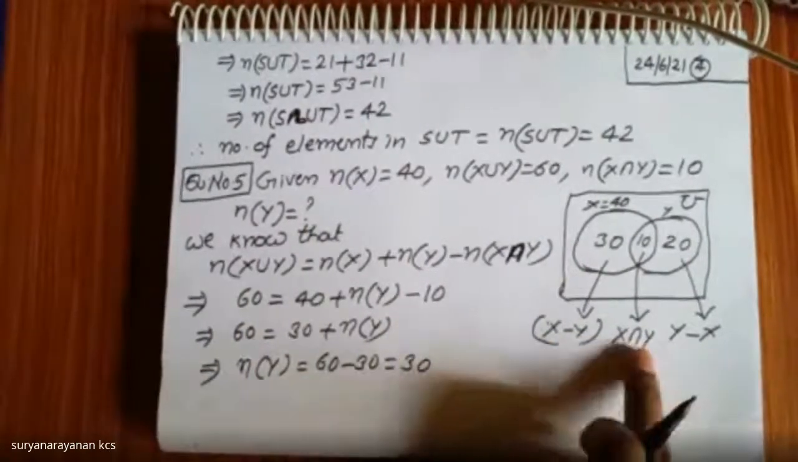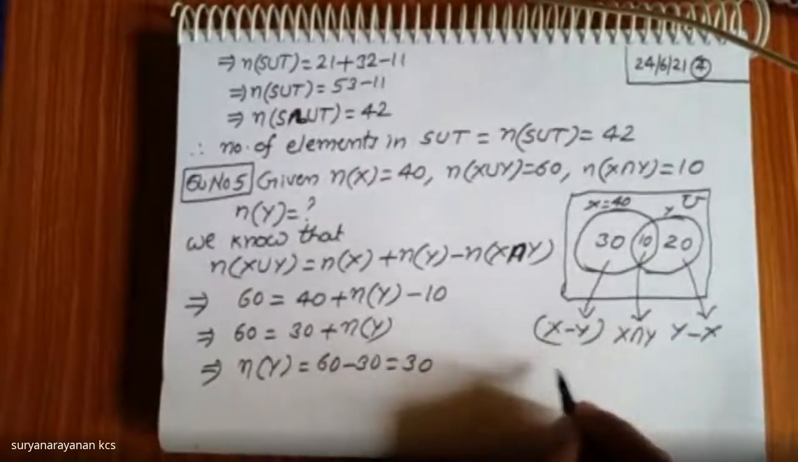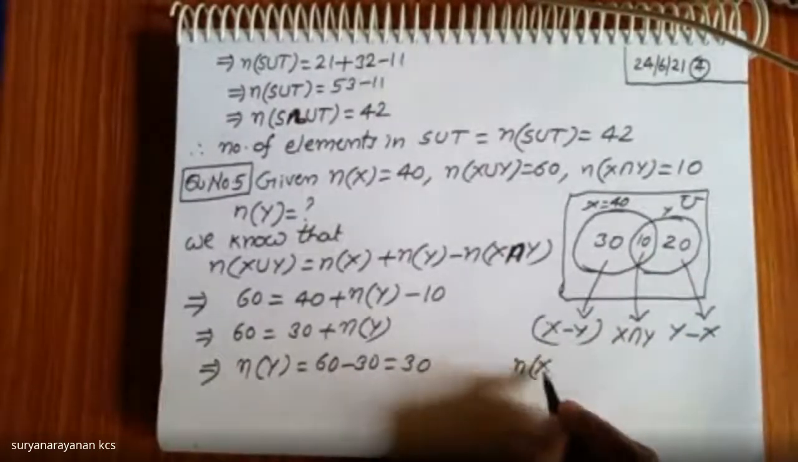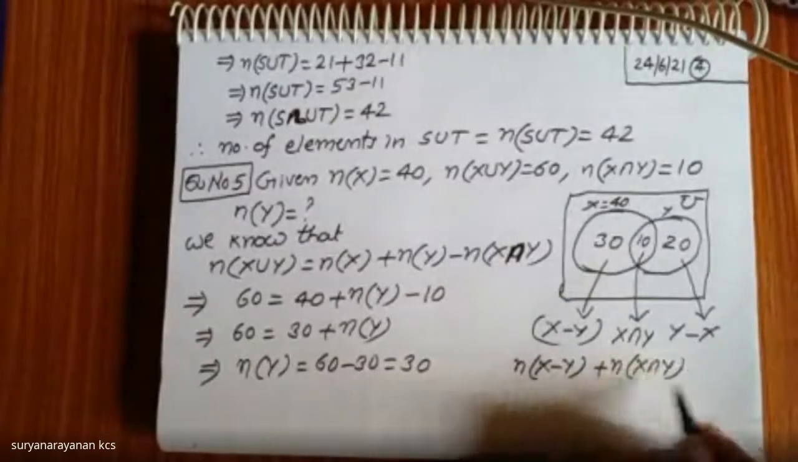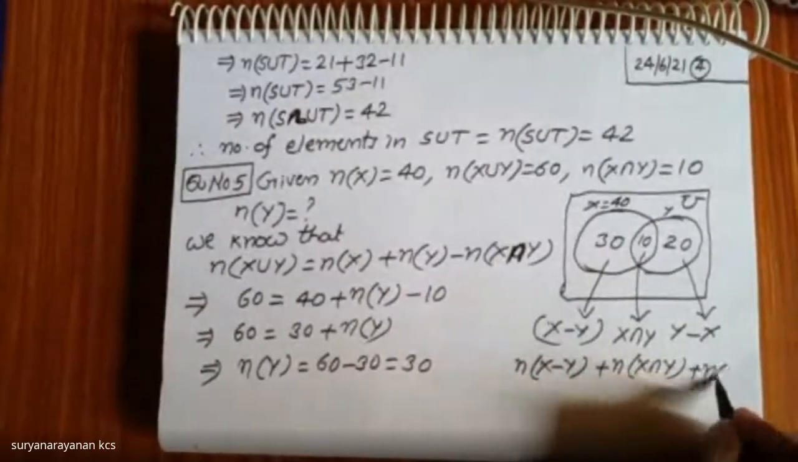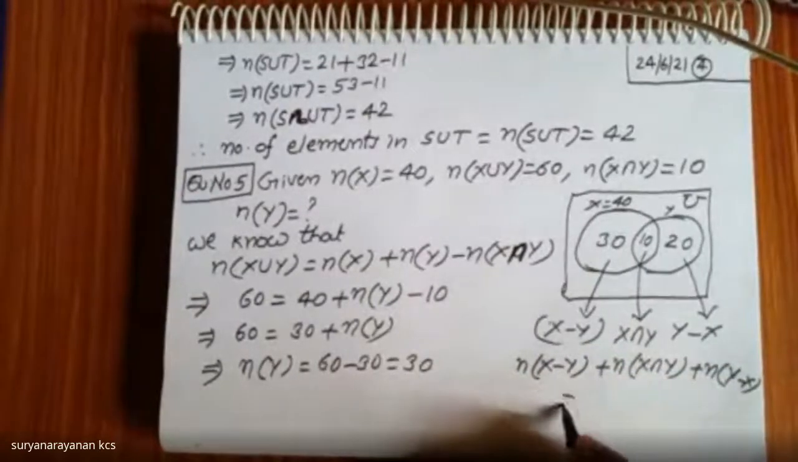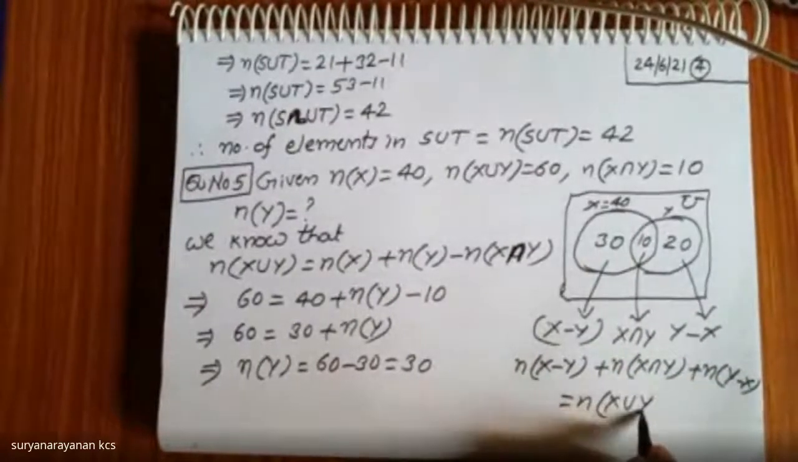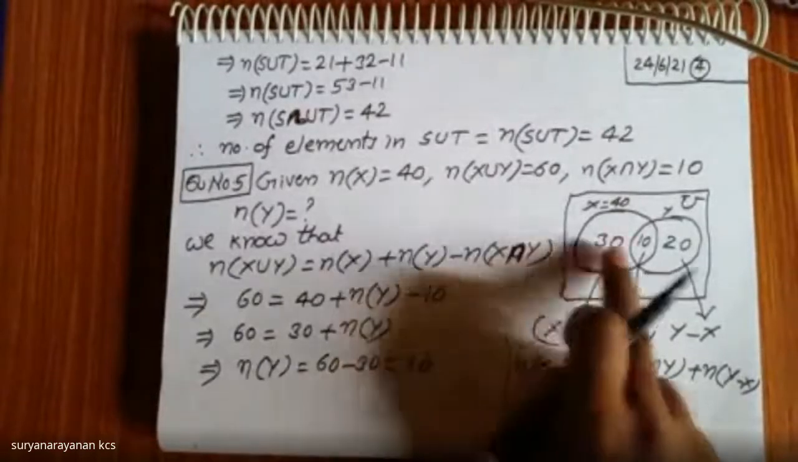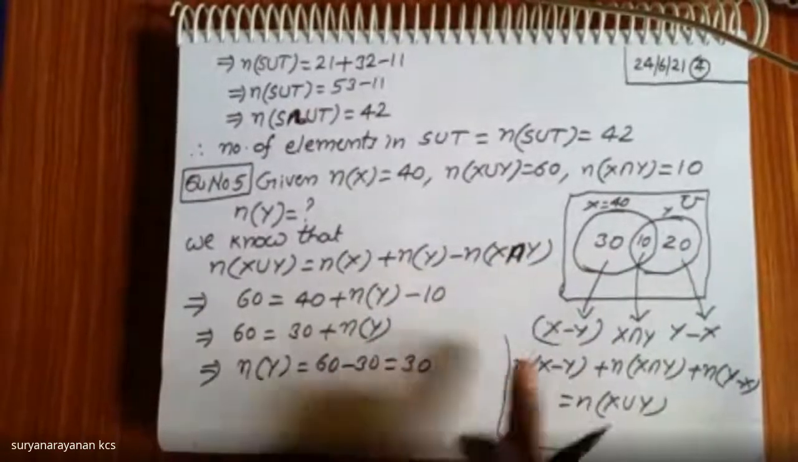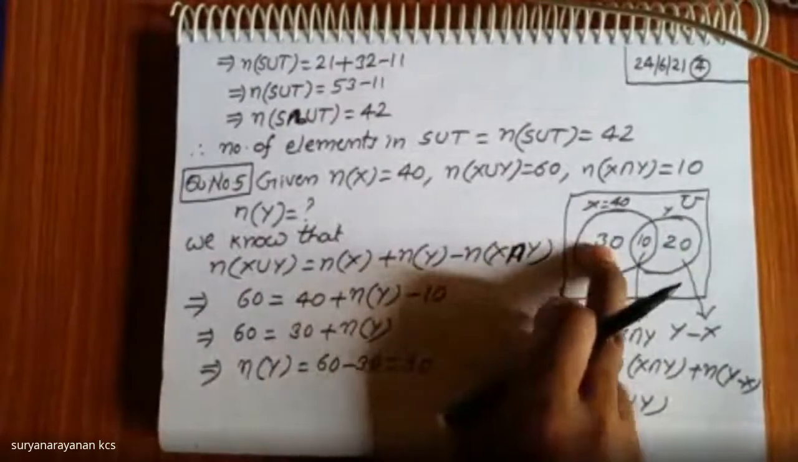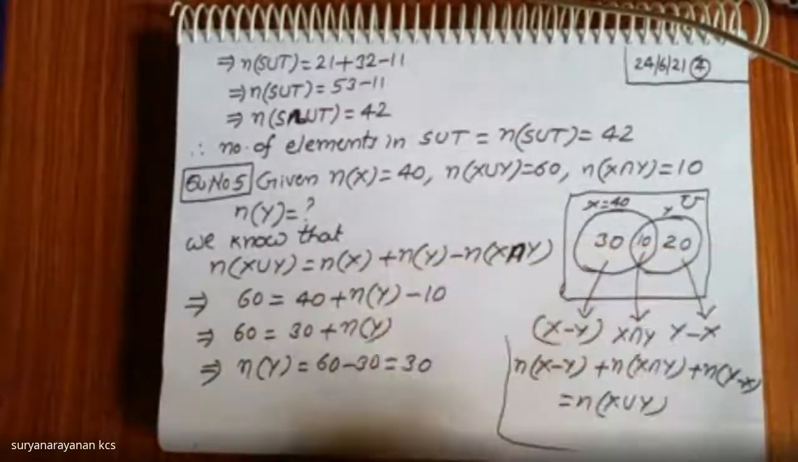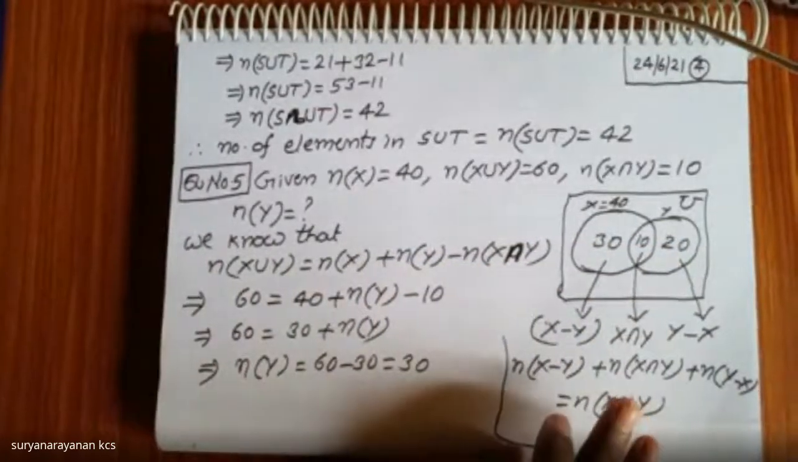By adding these three areas, n of x minus y plus n of x intersection y plus n of y minus x gives n of x union y. These three areas are disjoint sets. So the union of these three sets means this area value plus this area value plus this area value. Understood this point, my dear children?